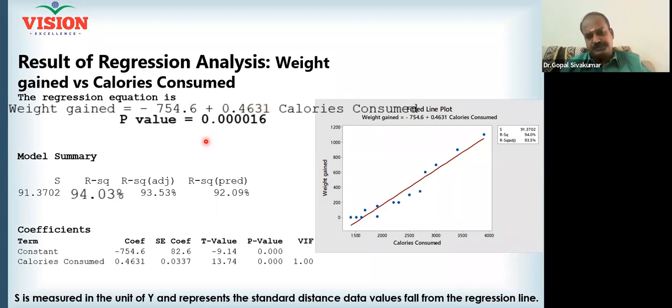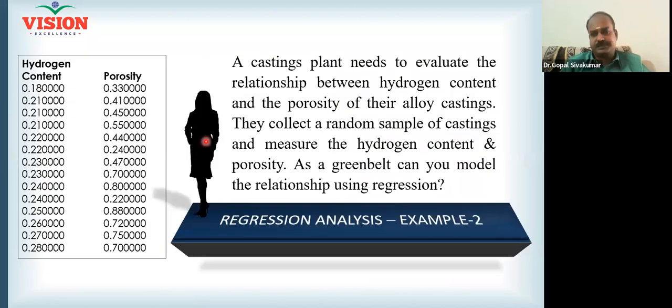Now another example. This is for a casting industry. And you all know in the casting industry, there is a big problem. Porosity is a big problem, isn't it? There will be holes, unfilled areas, you call it porous casting, hollow casting. So there are several factors that can influence your casting to become porous and lose the required strength.